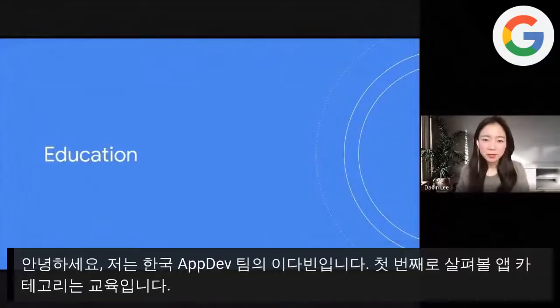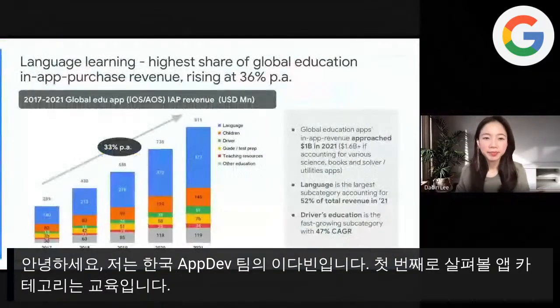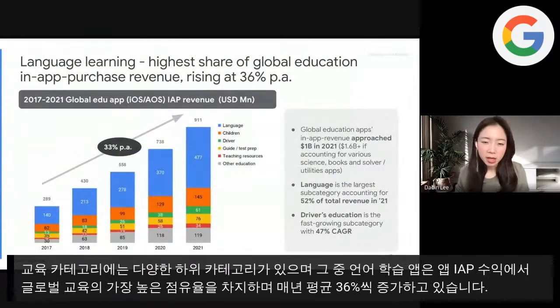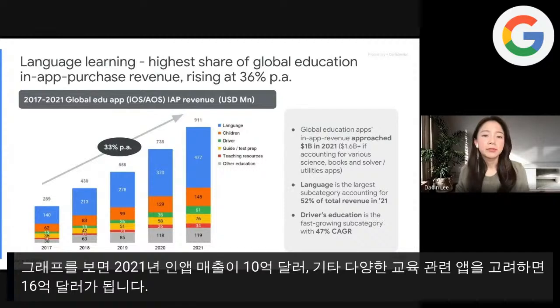Hi, I'm Dabin Lee from Korea App Dev team, and the first vertical to cover is education. There are various subcategories under education vertical, and among them, language learning apps take the highest share of global education in-app purchase revenue, rising at an average of 36% per year. If you look at the graph, the in-app revenue marked $1 billion in 2021, and even bigger, $1.6 billion when we account for various other education-related apps.